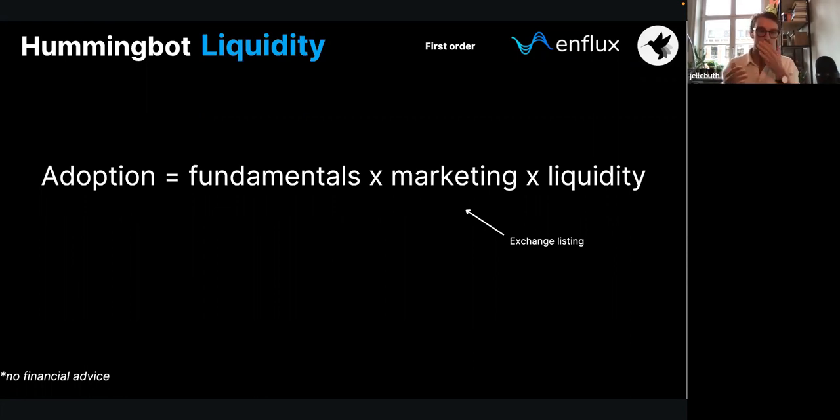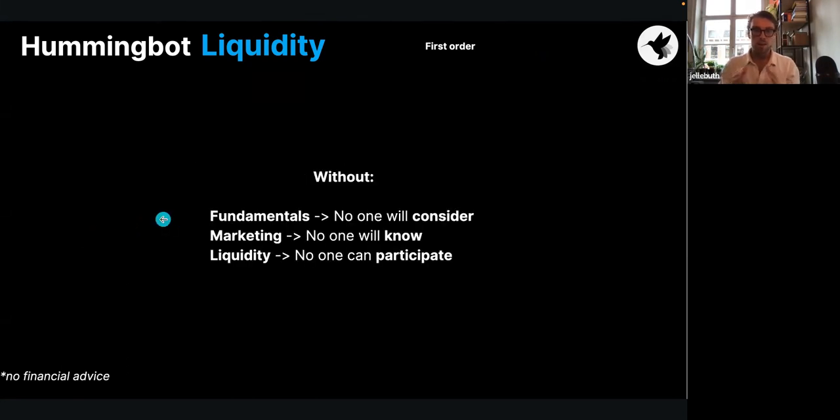And what I always explain to them is that adoption is a function of fundamentals, so being a really good project with a really good use case, multiplied by marketing, so people can actually know your project and know what you're doing really well. And the third thing that is often overlooked is liquidity, because without liquidity, people can't really buy your token and interact with the project that you have and use it. And then again, without fundamentals, no one will even consider you because you're just a project that doesn't do anything useful. Without marketing, no one will know you. And without liquidity, no one can participate because they can't buy your token easily.